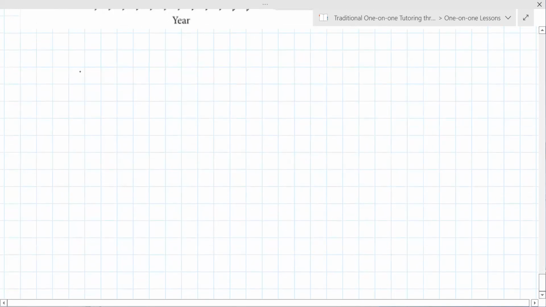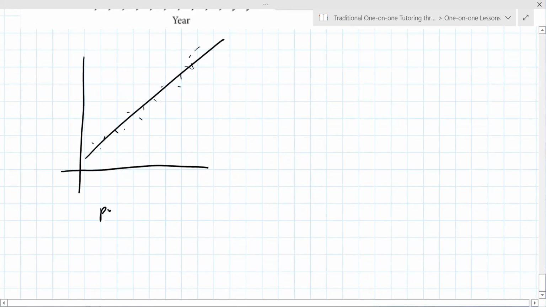Okay. So a couple more things on regression lines. If your data goes up and to the right, this has a positive correlation.